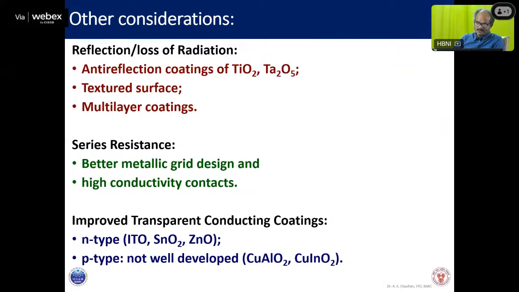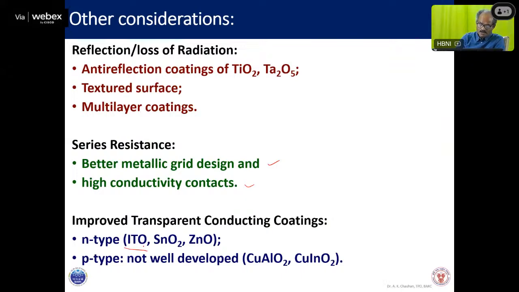Then to reduce the series resistance, which is the contact resistance also, you require better metallic grid design and high conductivity contacts. In addition, after making the ohmic contacts, you improve the transparent conducting coatings. These are certain materials which are conducting and which are transparent also.